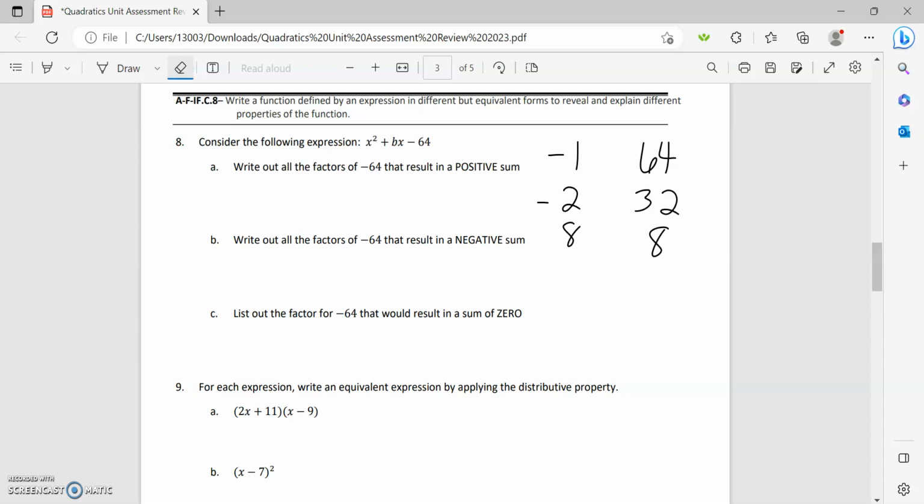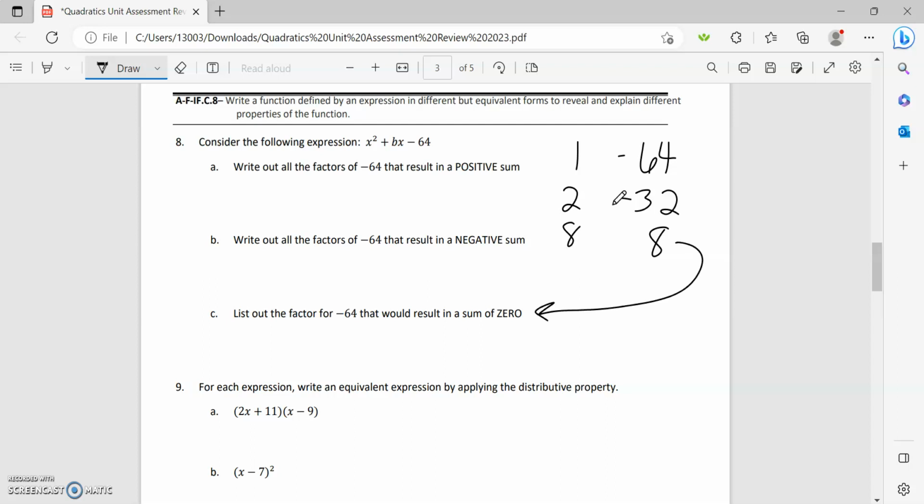And so you get rid of that negative sign over here. Now for part B, I would put the negative sign over here. Now this results in a 0, so 8 and 8 actually does not give me a positive or negative. It gives me a sum of 0. And this one right here is your answer for C.